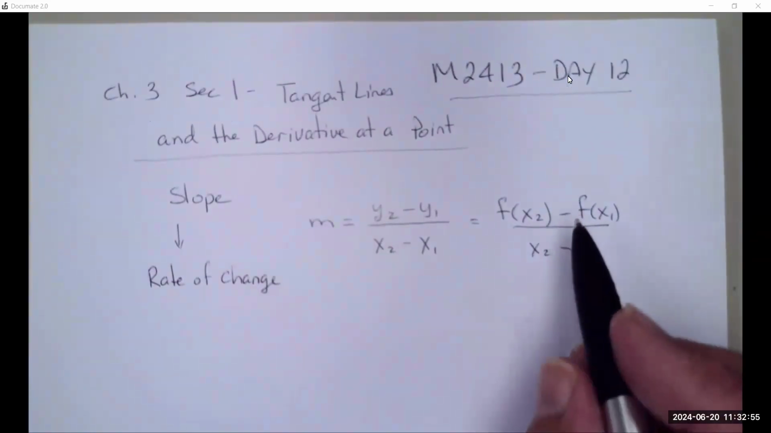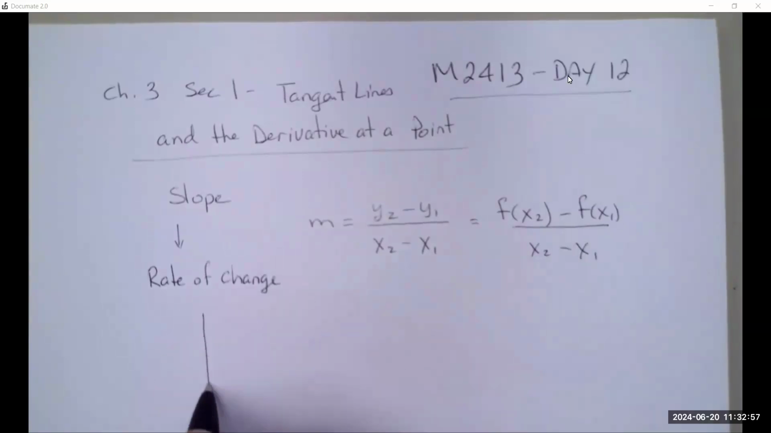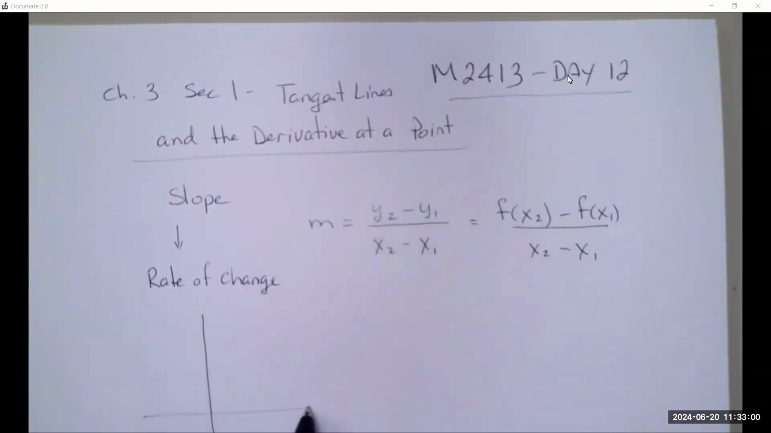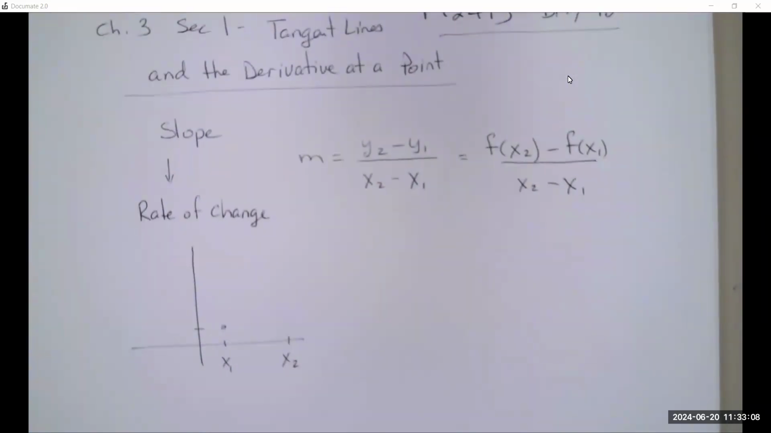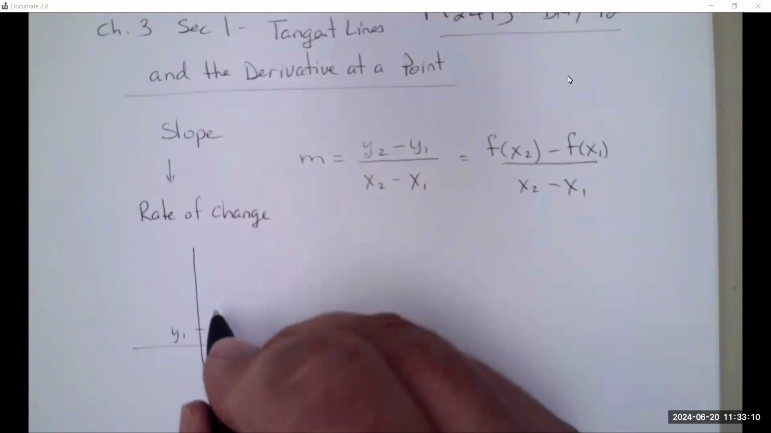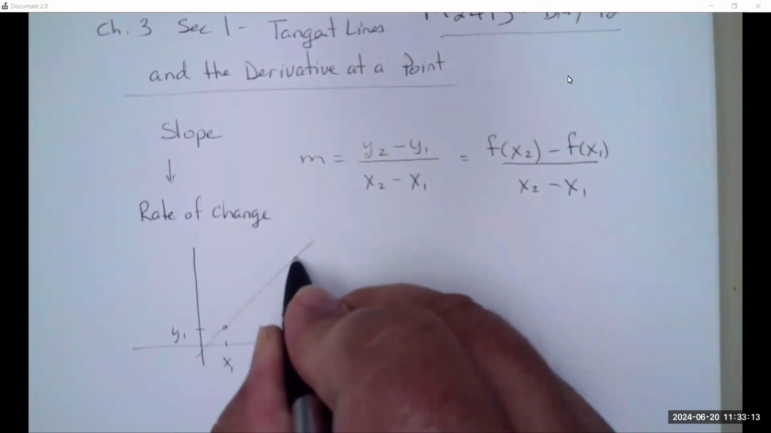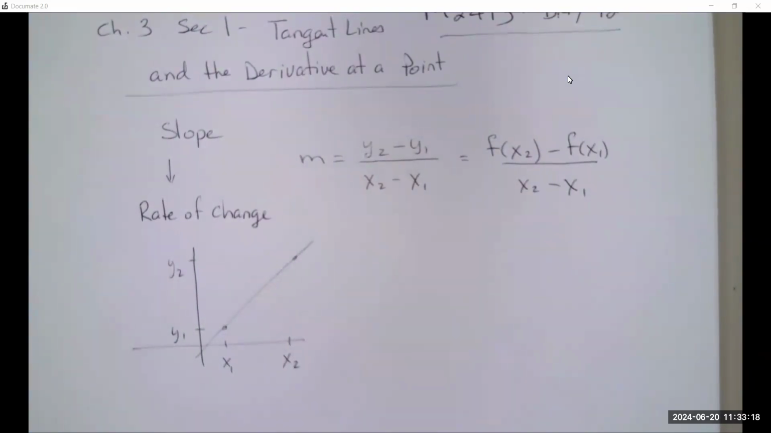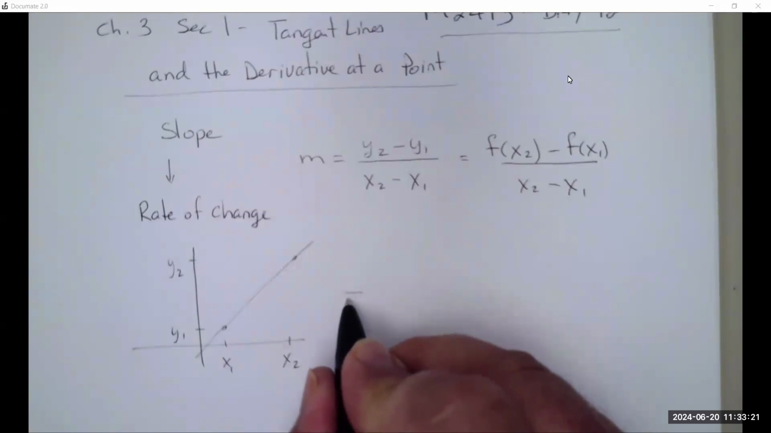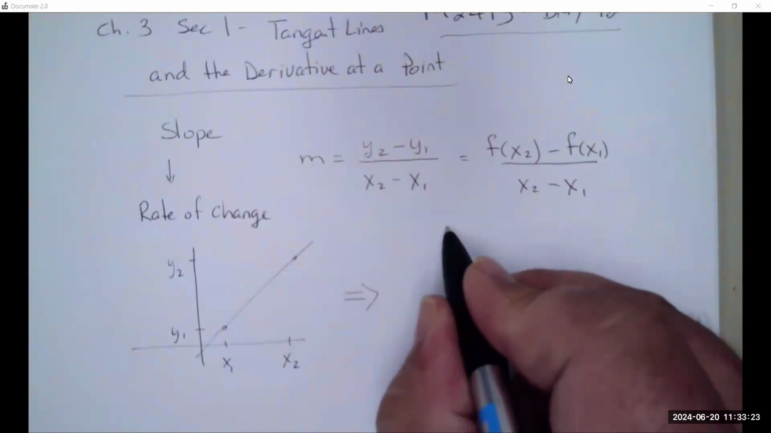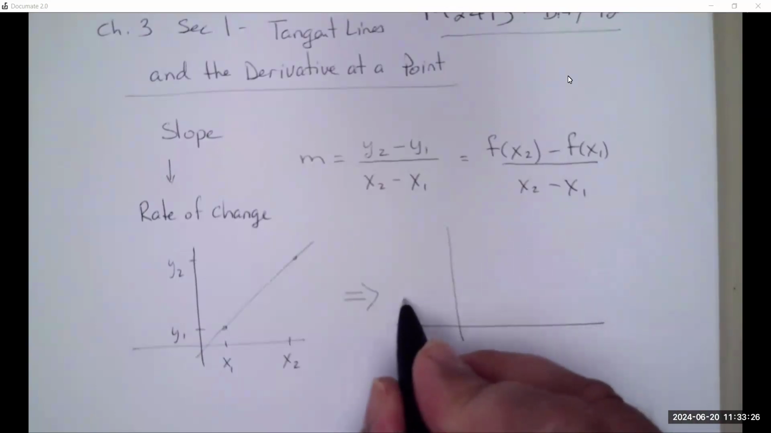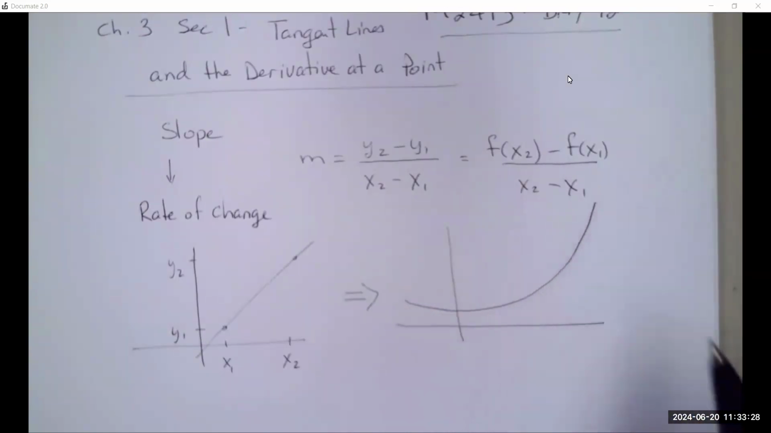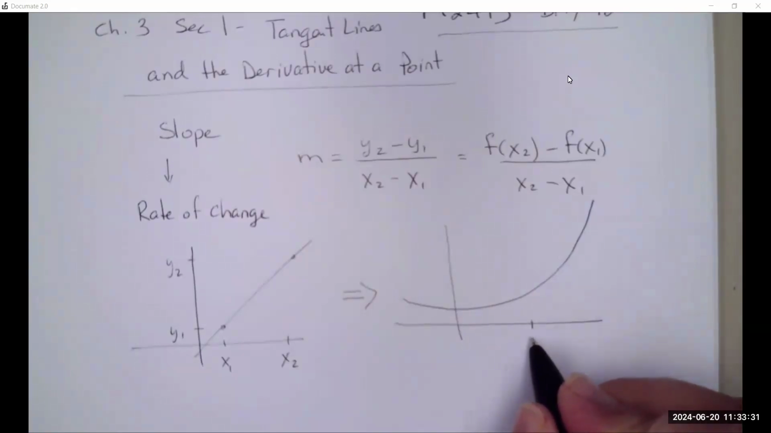And then we moved on further because that definition of slope only worked for linear equations, where we had a straight line. But what we want to get to is we want to be able to find the slope of a curve at any one point.